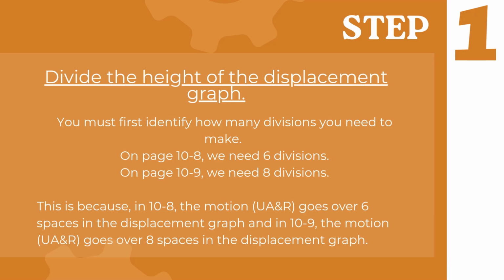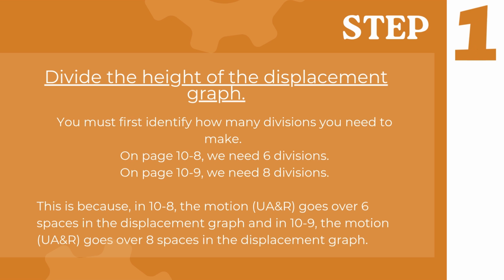Step 1. You start off with drawing your displacement graph and dividing the height of the graph into the number of divisions you need to complete the motion. You must first identify how many divisions you need to make. On page 10.8 we need 6 divisions and 10.9 we need 8 divisions.